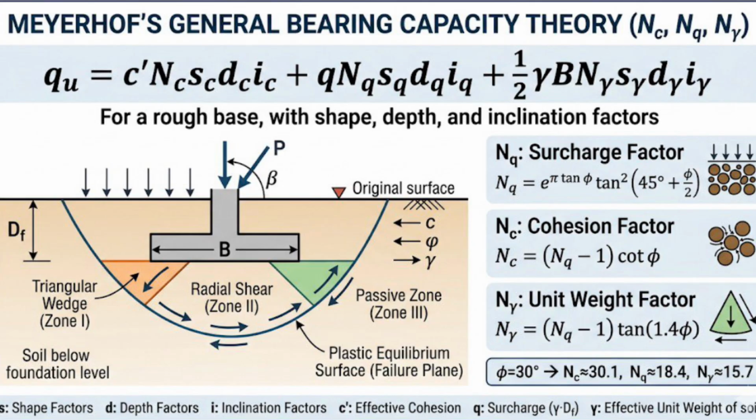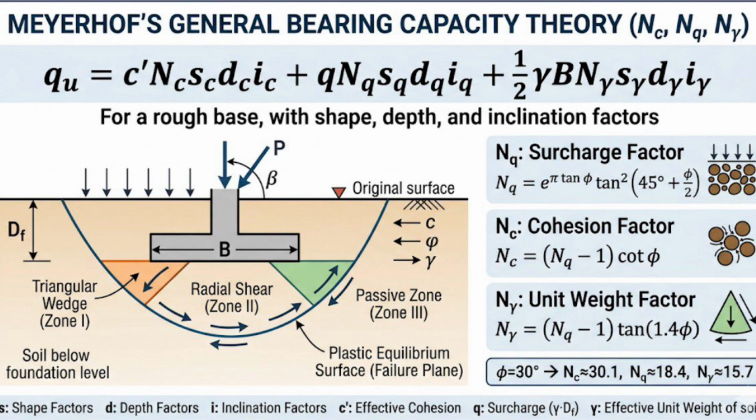What made Meyerhof's factors revolutionary was his assumption of a rough base for the footing and his analysis of the varying shapes of the failure wedge. He recognized that as a foundation is pushed into the ground, a triangular wedge of soil moves down with it, pushing adjacent zones into a state of plastic failure. By calculating how much energy it takes to displace these zones, while accounting for the friction along the soil foundation interface, Meyerhof provided engineers with a way to calculate the stability of structures that weren't just sitting on the surface, but were embedded deep into the stratigraphy.